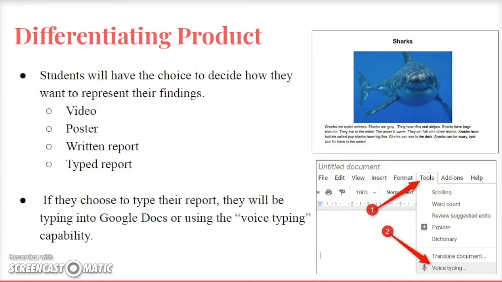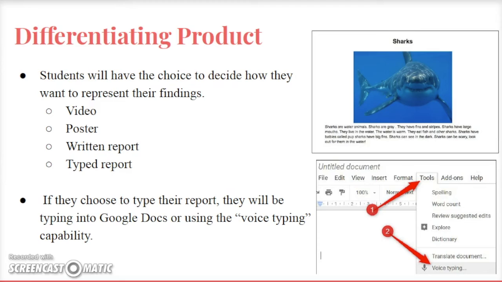To differentiate the product, students will have the choice to decide how they want to represent their findings. Do they want to do a video, a poster, a written report, or maybe a typed report? If they choose to do a typed report, they will be typing into Google Docs.